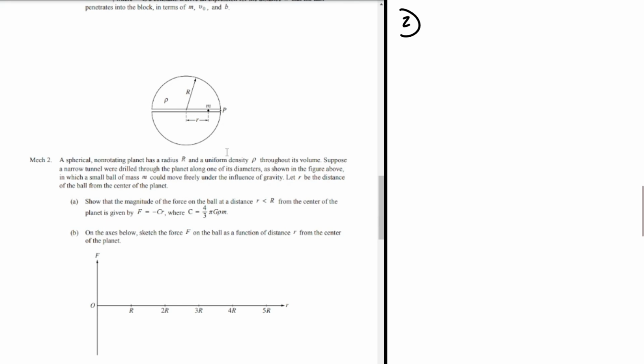So when they say that it's a narrow tunnel and they don't give us a radius of the tunnel, that means it's negligible, not non-negligible. It's negligible, and we can treat it as if it's just a sphere, because it says spherical, right?